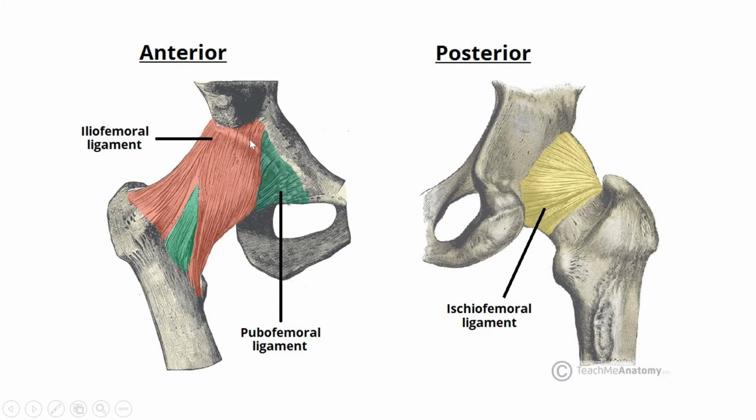Whereas the medial part of the ligaments is attached onto different bones. This pink one is attached to the ilium, the green one is attached to the pubis, and the yellow one is attached to the ischium. So that's why they have got three different names: iliofemoral, pubofemoral, and ischiofemoral.